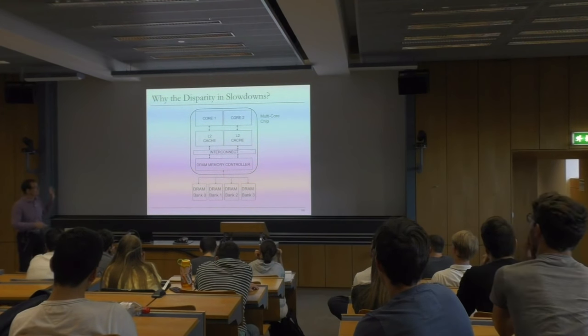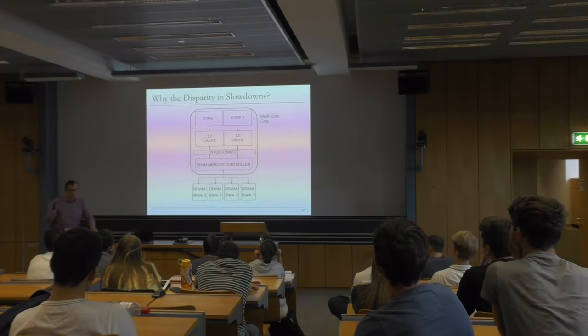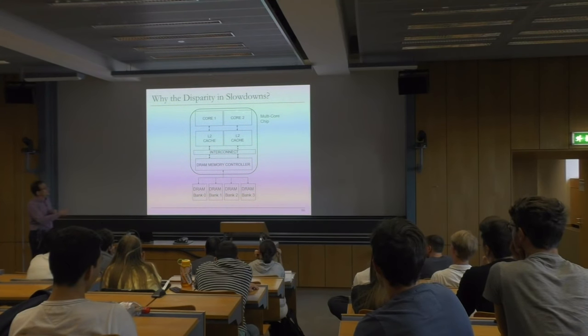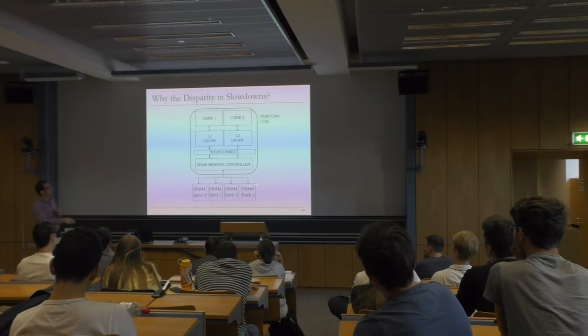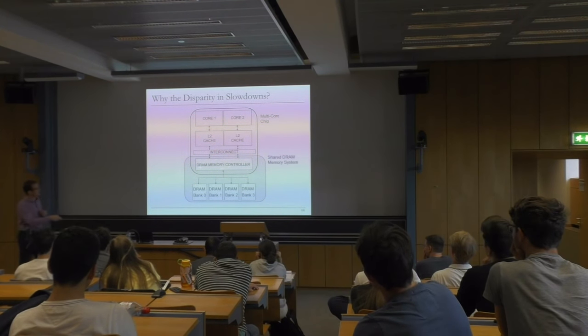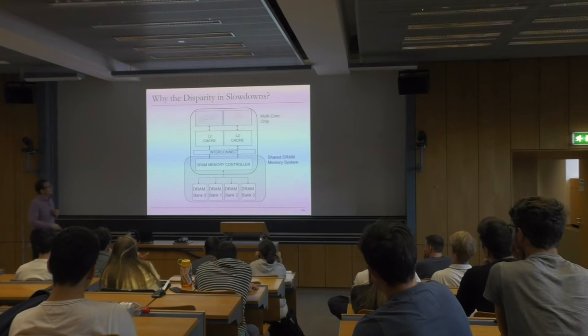Okay, so let's go to this particular example. As I said, this was Intel Pentium D, although we replicated the result for AMD and different processors as well. But let's take a look at this system. You have cores, you have private L2 caches, you have some interconnect, and you have a shared memory controller and shared DRAM banks. Essentially, the memory system is shared, and part of the interconnect is also shared, actually.